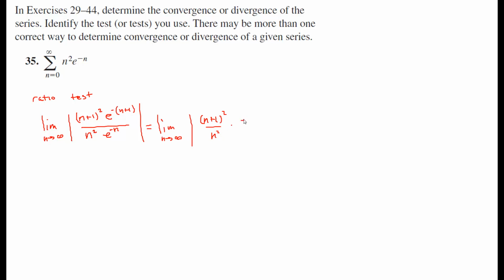Let me rewrite that. It's e to the negative n minus 1 over e to the negative n. I still haven't dealt with the limit yet, so I'm going to have to continue writing n plus 1 squared over n squared. Hopefully you're doing it in a cleaner fashion than I am. How about e to the negative n minus 1 minus negative n? I'll take the two exponents and subtract the denominator one from the numerator one, and when I do that, what do I get?